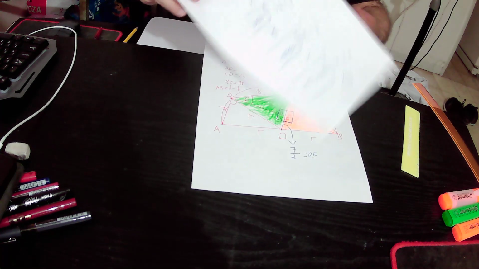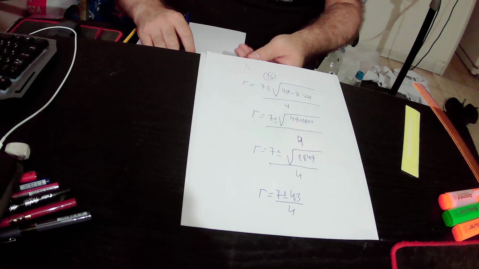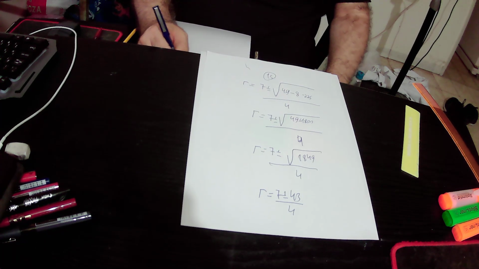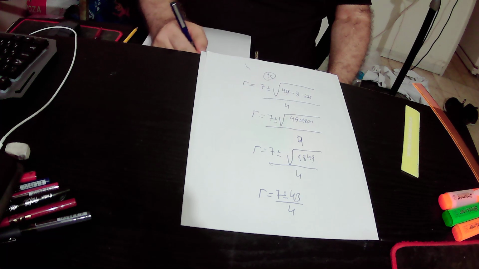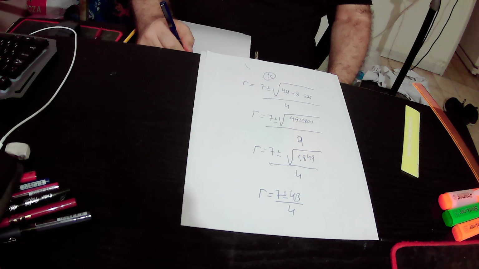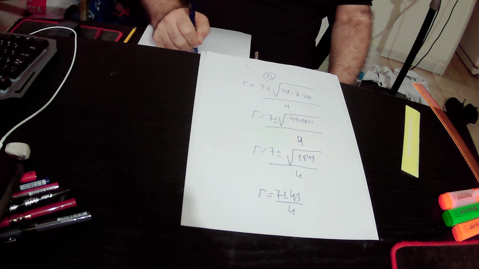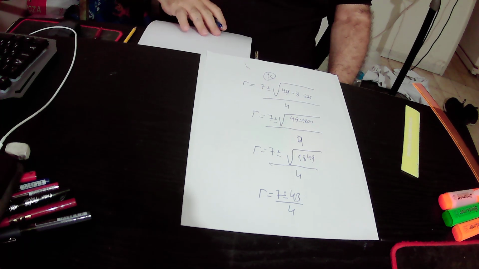So here we will have two solutions. The first solution is that r equals 7 plus 43 over 4. 43 plus 7 is 50. 50 over 4 is 12.5. So r equals 12.5 units according to the first solution to the quadratic equation.